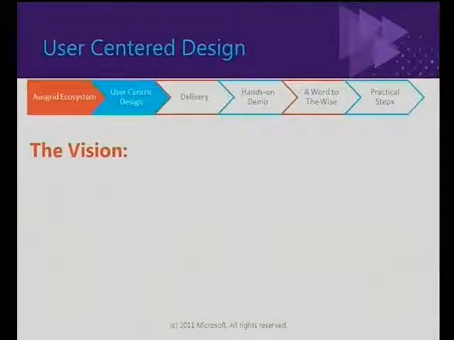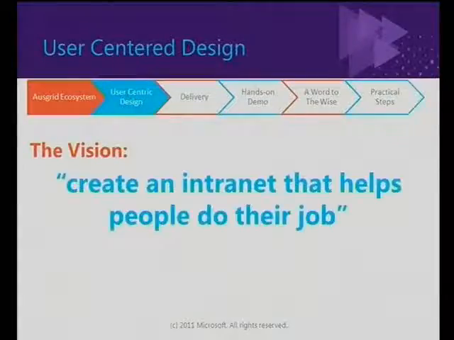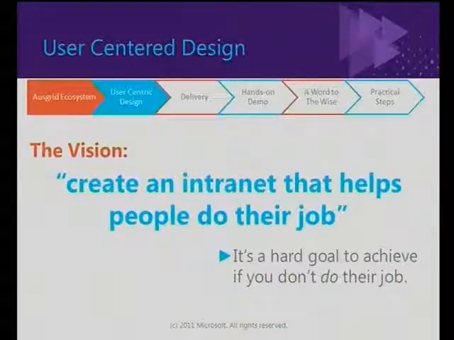So early on in the project, I worked really closely with corporate comms, and unlike most of our users, corporate comms did actually have a pretty good idea about where we wanted to go, and that they had a vision on how we could create an intranet that adds value. So basically they had a vision which was around creating an intranet which helps people do their job, which is actually a fantastic vision to have, but it's a really difficult thing to do unless you actually know what people do in order to do their job.